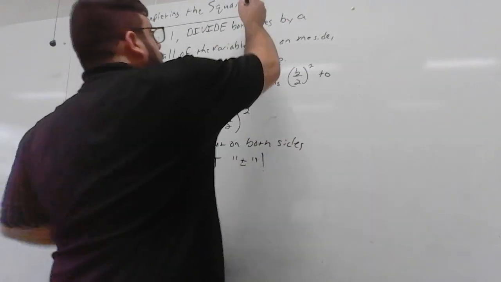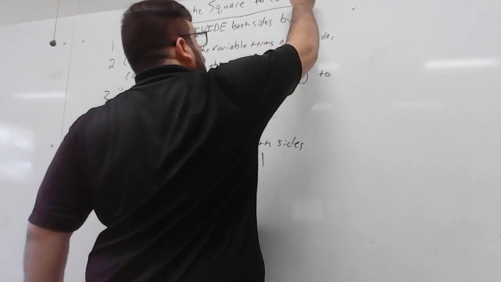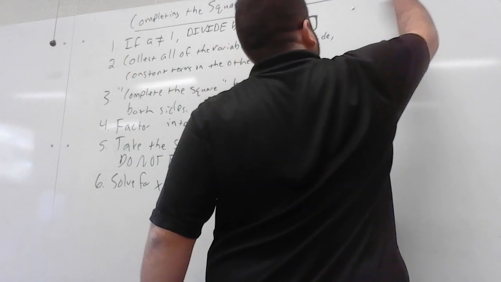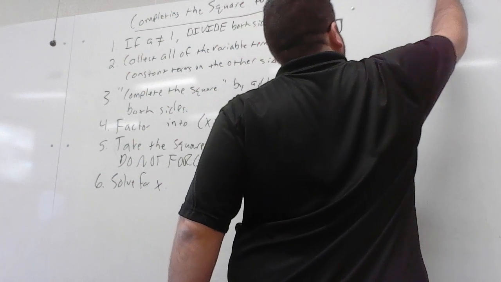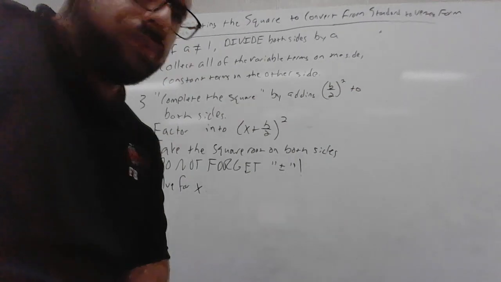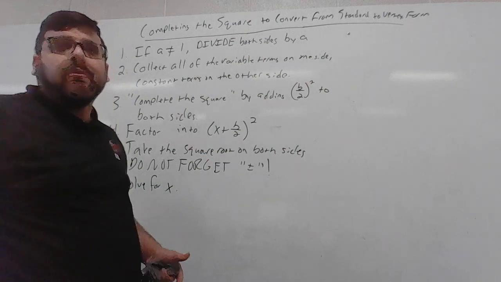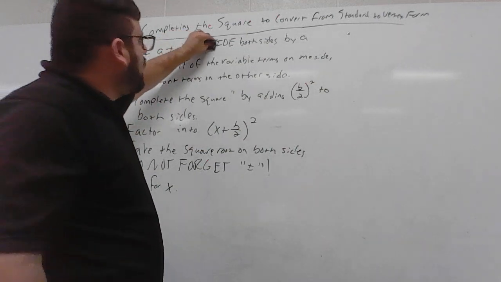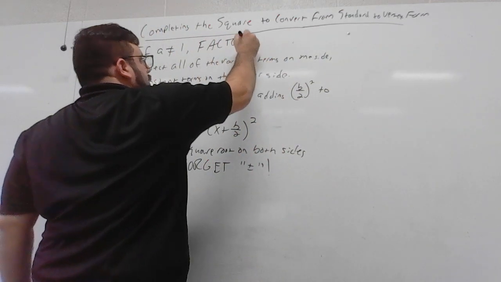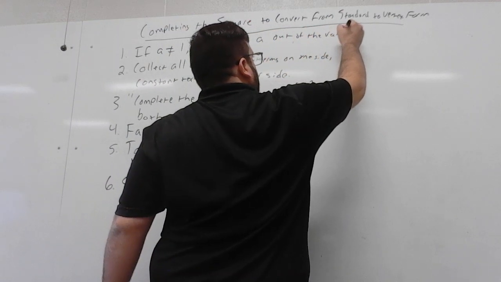So to complete the square to convert from standard to vertex form, the first few steps are kind of the same. So first, if your a is not 1, you are going to technically divide both sides, but instead of dividing, what you're actually doing is you're going to have to factor a out of the variable side.